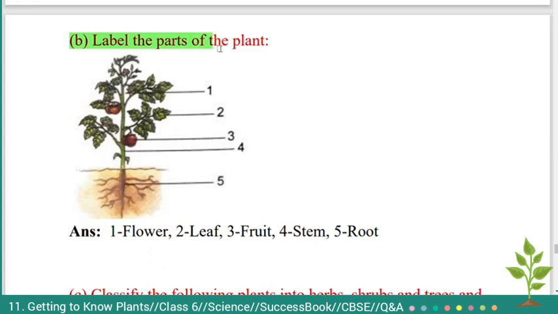Question B. Label the parts of the plant. Here, first one is a flower. Second indicates leaf. Third indicates fruit. Fourth indicates stem. Fifth indicates root. So, these are the parts of a plant: flower, leaf, fruit, stem and root.